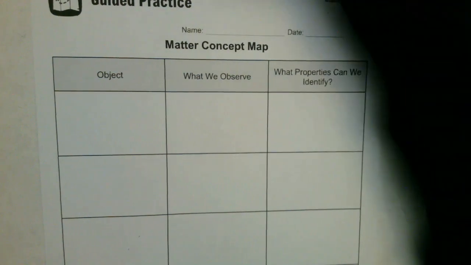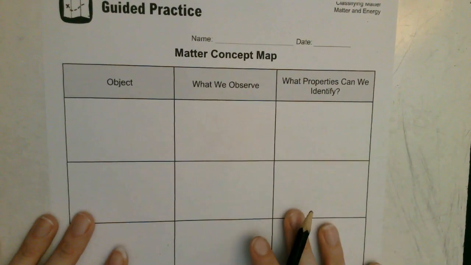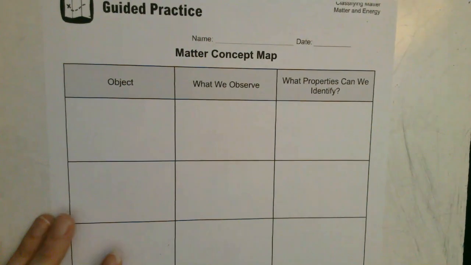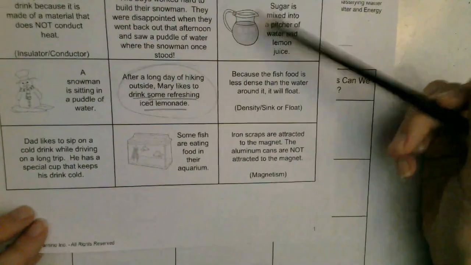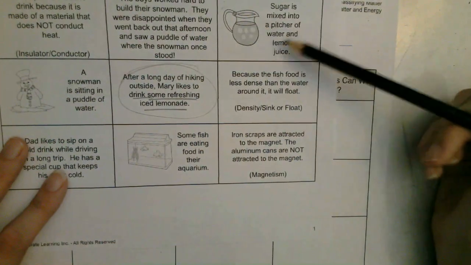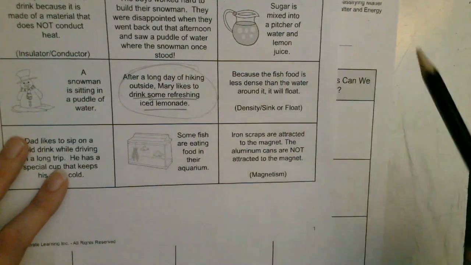Let's do an example together. One of the cards I picked out was about Mary. I will read the card to you now. It says, after a long day of hiking outside, Mary likes to drink some refreshing iced lemonade. So in this, they're talking about Mary and specifically her drinking some iced lemonade. Now, I'm looking at the other cards that I have in front of me, and I'm going to make some connections. I see a picture of a lemon jar or a jug here, and it talks about lemon juice. And this is the one I picked about Mary.